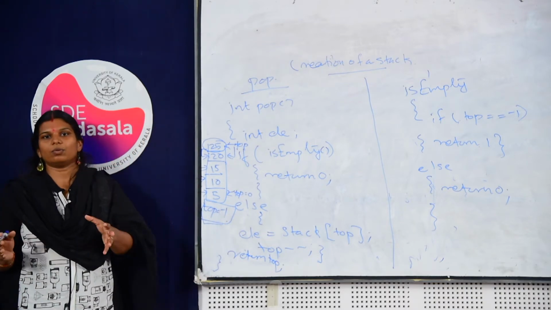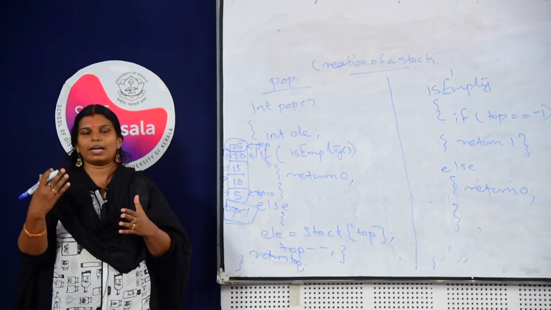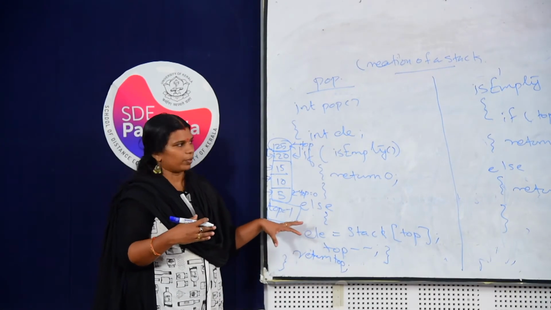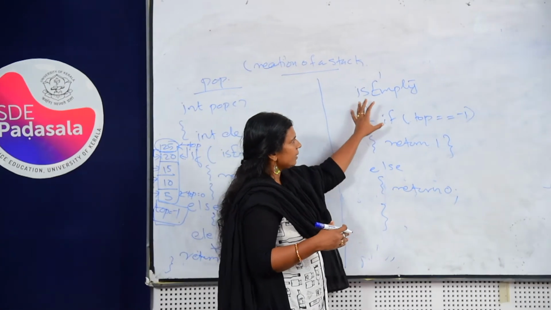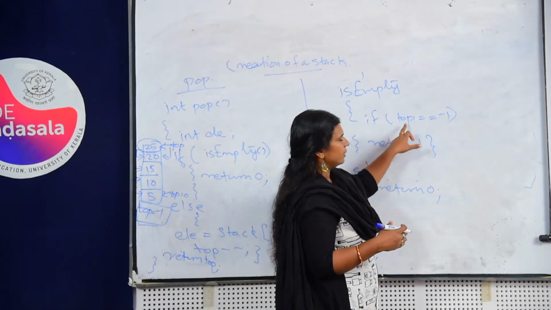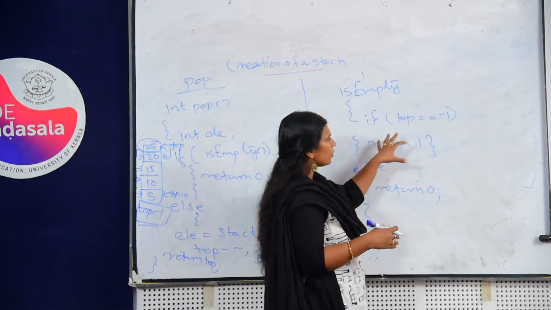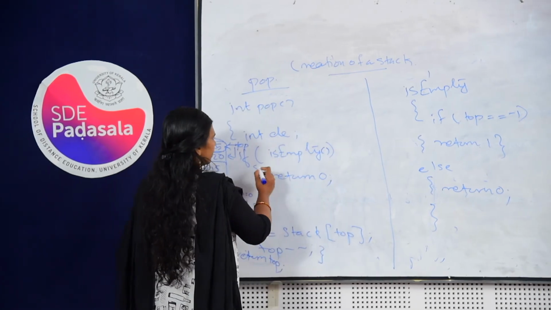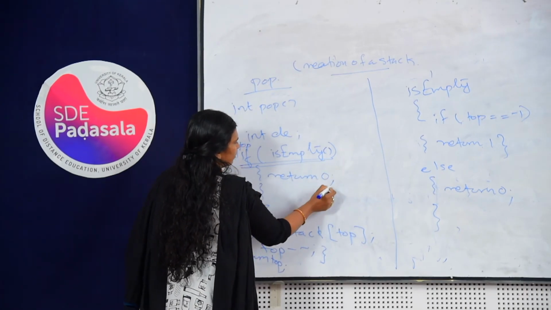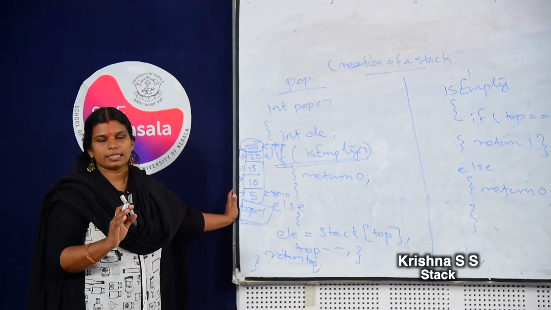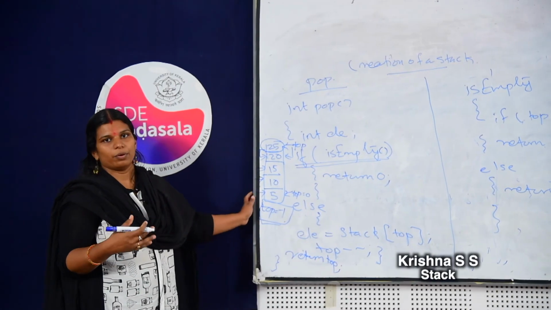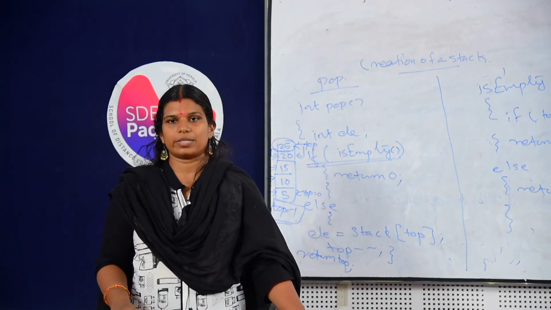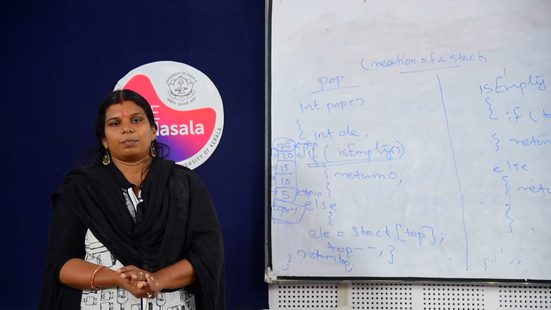That is, we can conclude that when the top value becomes minus 1, we can stop the popping operation. That is, this condition is checked in is empty. That is, we have to check whether top equal to minus 1. If top equal to minus 1, what we have to do? We have to return a 1, and this if condition will be successful and we will return from the loop. This is the way by which we will perform a pop operation. Today we have discussed the major operations associated with a stack, that is pushing and popping.